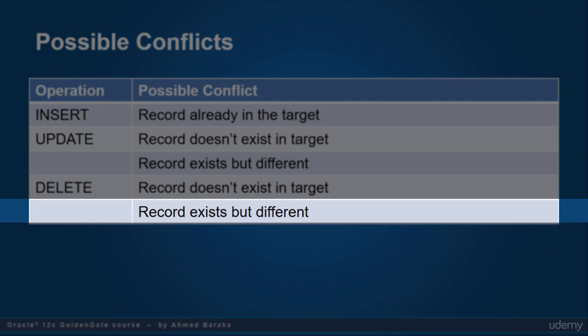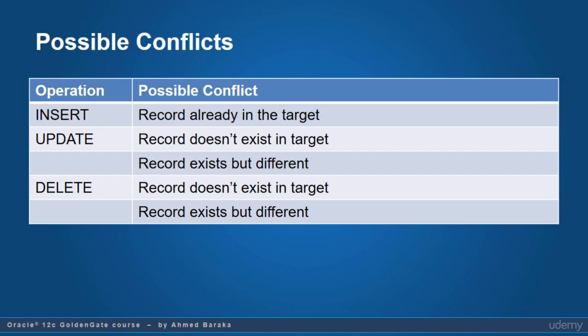in the source database. With Oracle Golden Gate, you can define routines that tell the Golden Gate how to respond to each of those conflicts. This is what you are going to learn in this lecture.